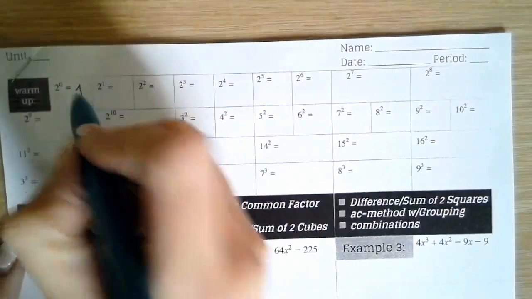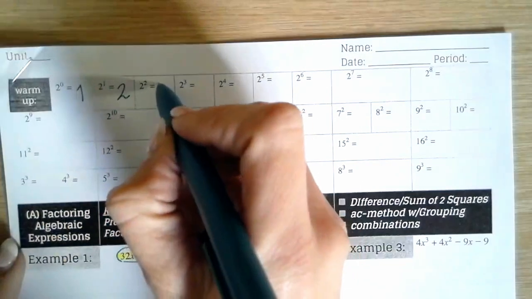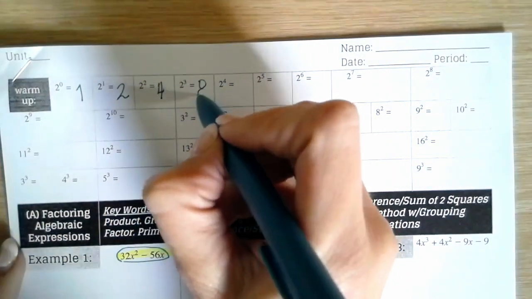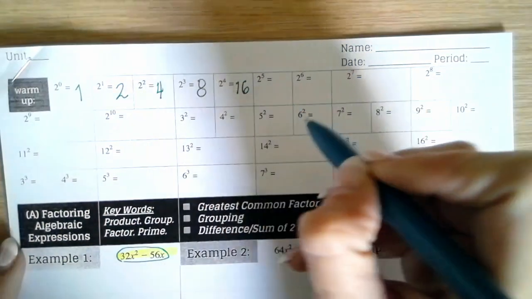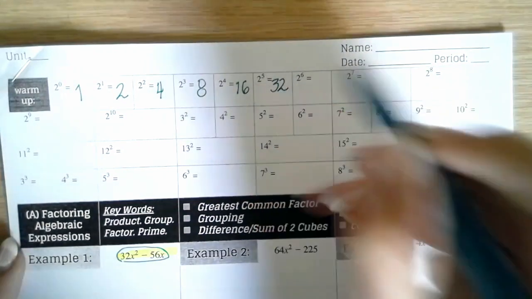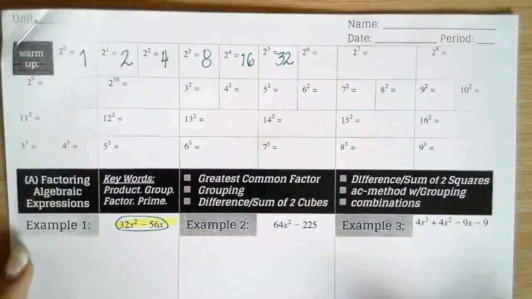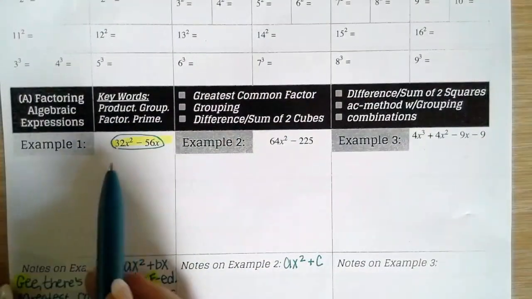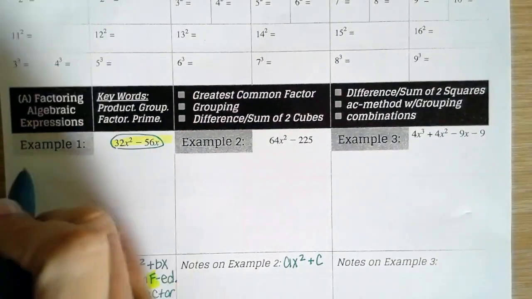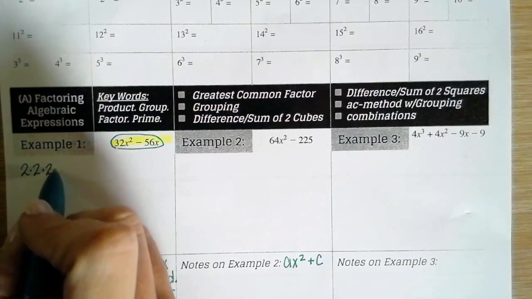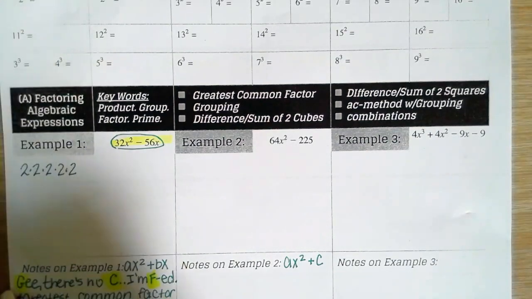For instance, 2 to the 0 is 1, 2 to the 1 is 2, 2 to the second is 4, 2 to the third is 8, 2 to the fourth is 16, 2 to the fifth is 32, and I'm going to pause right there for a minute. If you know these things really well, then you should automatically know that 32 is really 2 times 2 times 2 times 2 times 2. So 5 twos make 32.